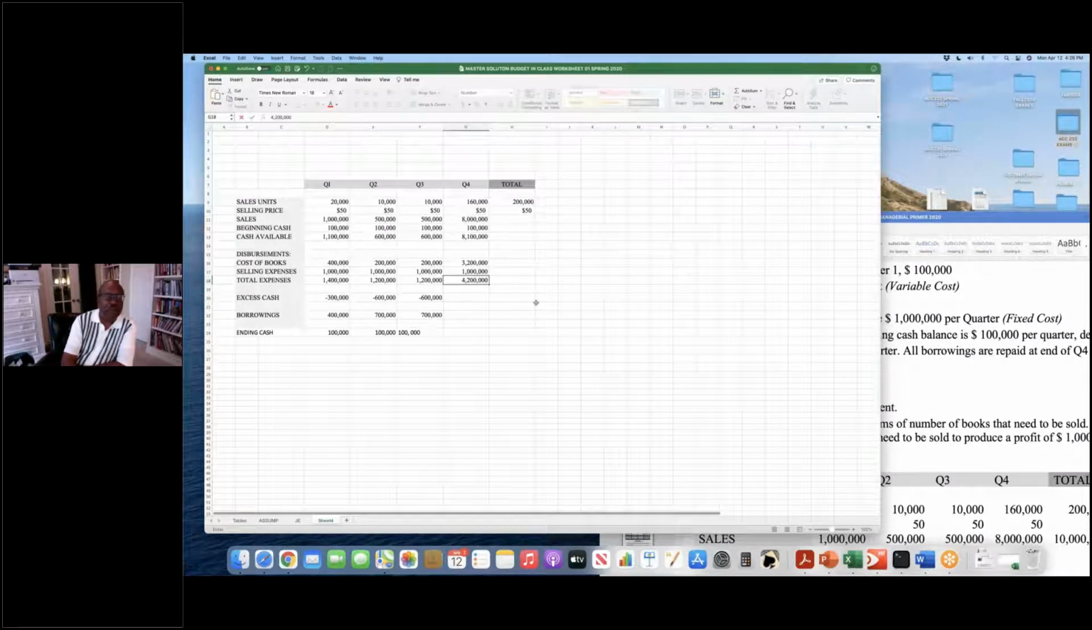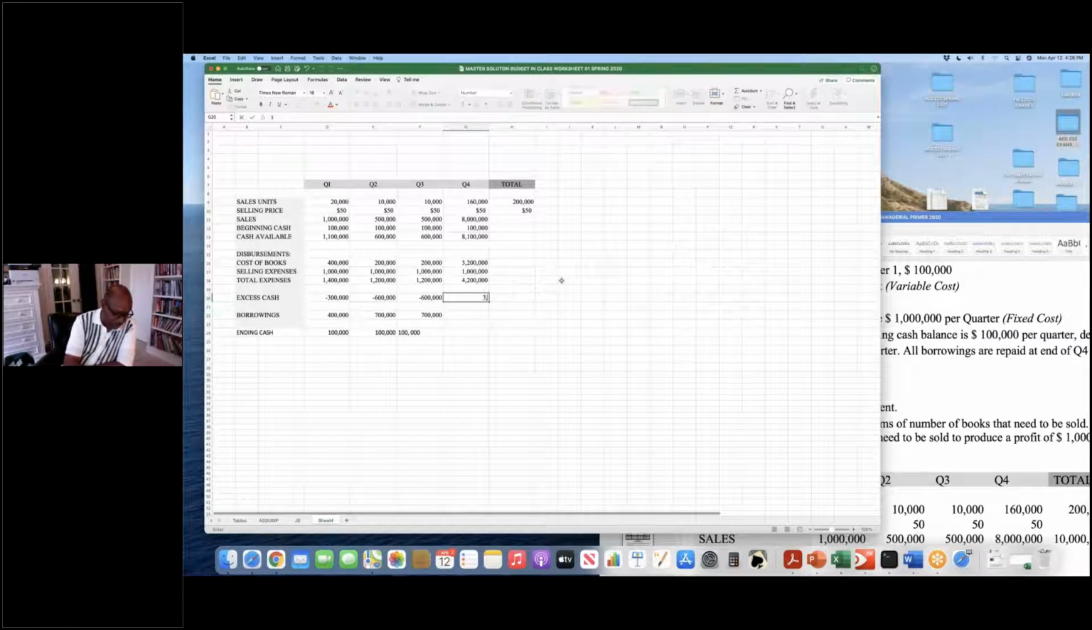How much? 3,900,000. I take your word for it. So all we did was we had cash available of 8,100,000. We subtracted 4,200,000. So now we got this cash of 3,900,000. So what we're gonna do now, since we have cash, we're gonna pay off these loans. How much should I get? 3,900,000. You had too many zeros, so I'll correct it.